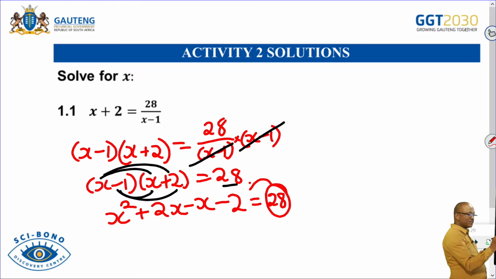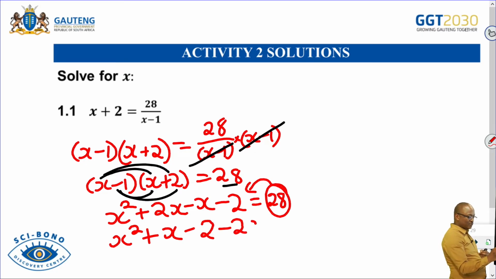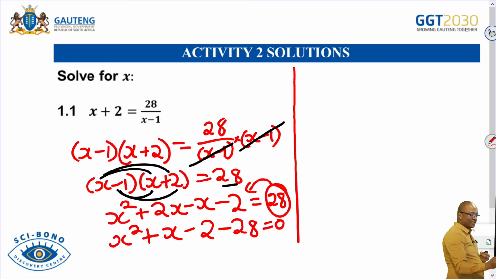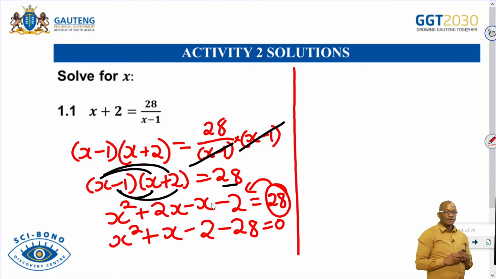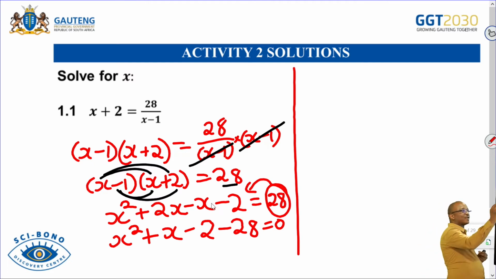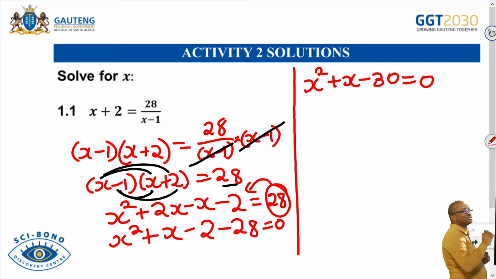Then we'll transpose this 28 to the left-hand side. Then we're going to have x squared. 2 minus 1 is 1, correct? I write it as x. Then we have negative 2 negative 28 is equal to 0. Then from there we can factorize. Remember, before we even factorize, we have to write x squared plus x minus 30 is equal to 0.